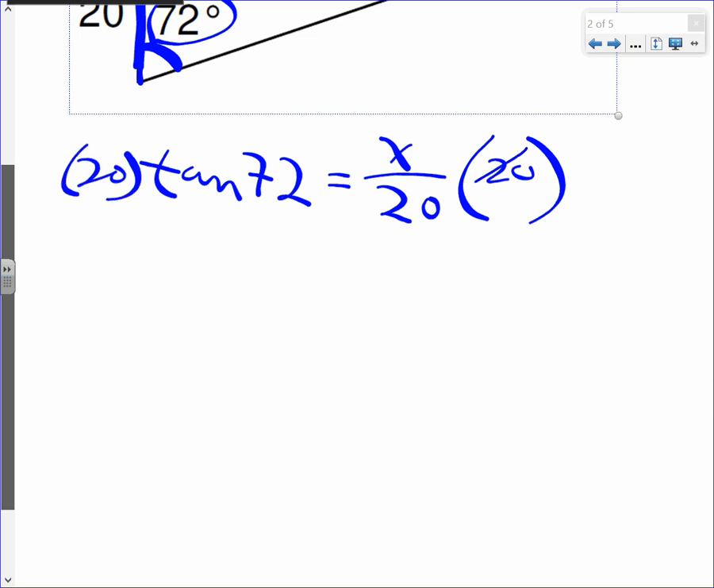Punch this in your calculator. Round to the nearest tenth. Help, somebody. 2.6? One more time? 61.6 sounds good to me.